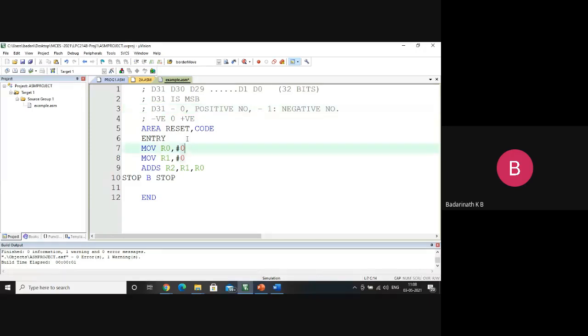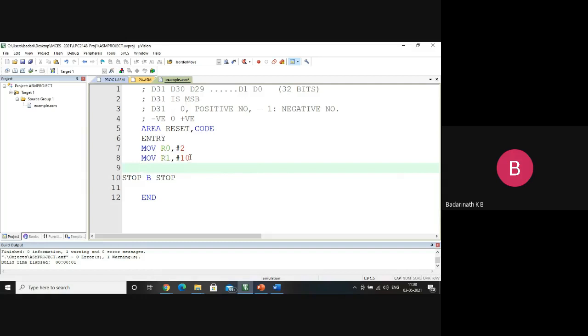Now what I'll do is take some number, move R0, some number, say 10 or something. Now I'm going to add these two numbers. Before adding, I want to set a particular bit in this number. That is the sign flag, I want to set it.